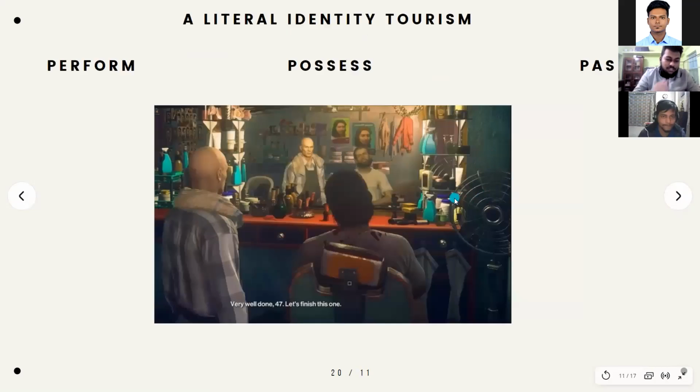Literal identity tourism. This is very, very telling, because here Agent 47 or Hitman kills Maelstrom, which is the final target of the mission, by dressing up as a barber. Perform, possess, and play. And obviously, I'm using the term identity tourism from Lisa Nakamura's very important work on how personas work in the online space.